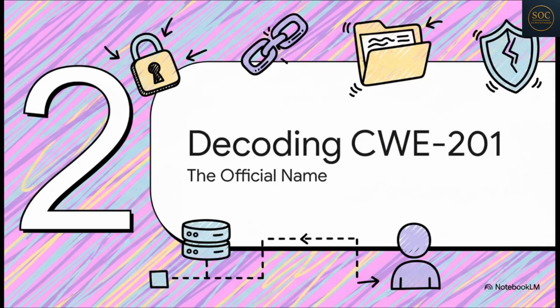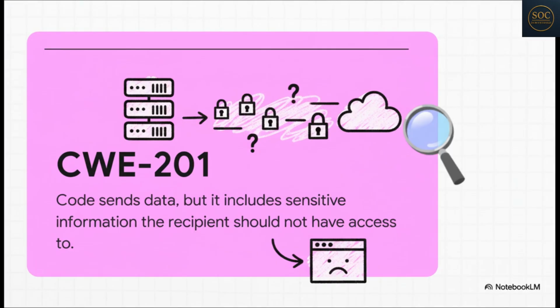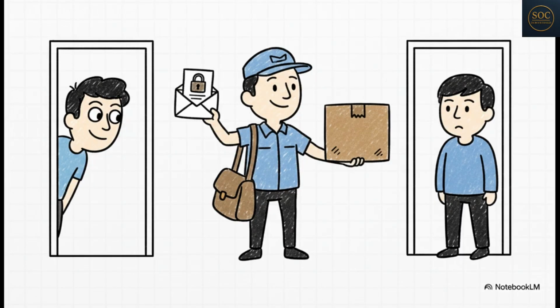Now, a screw-up this common actually has an official name in the cybersecurity world. It's cataloged in what's called the Common Weakness Enumeration, or CWE for short, as weakness number 201. So let's break down what that really means. The formal definition is a bit of a mouthful, but the core idea behind it is actually super simple. The software sends out some data, but a secret gets mixed in and sent along for the ride when it absolutely shouldn't have been.